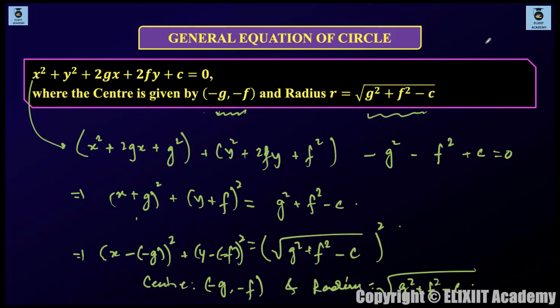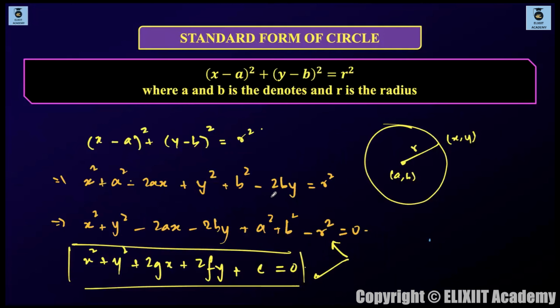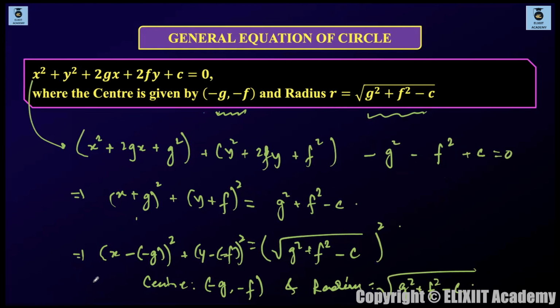So vice versa also you can do. Means from the general form you can bring it into the standard form. And from the standard form, if you are bringing it to the general form, you need to convert and then compare. Anyways, you need not remember so many things. What you need to remember: the standard form, then the general form, and then the radius formula and the center formula.